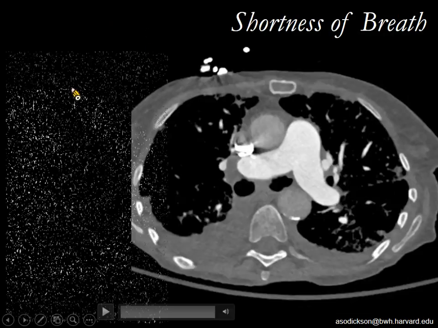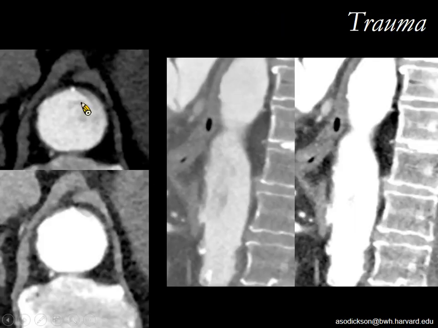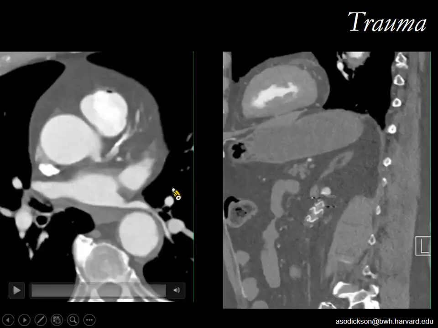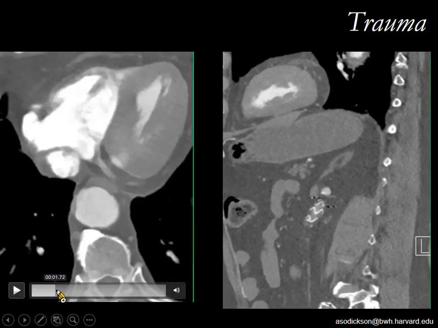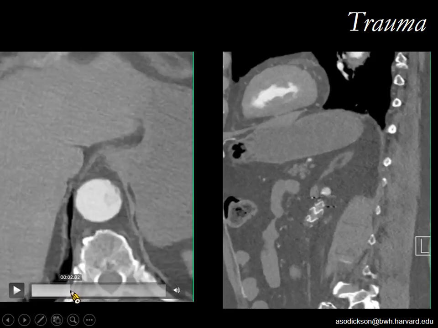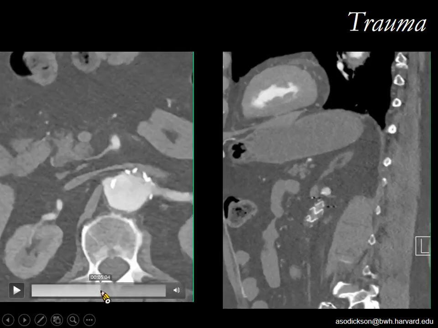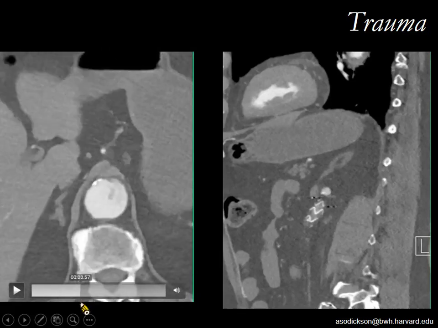All right, let me skip this one actually, and I want to go on to this one. So here we have a patient getting a trauma scan. This is an arterial phase scan in the chest, and I ask you to look at these contents within the lumen of the aorta.